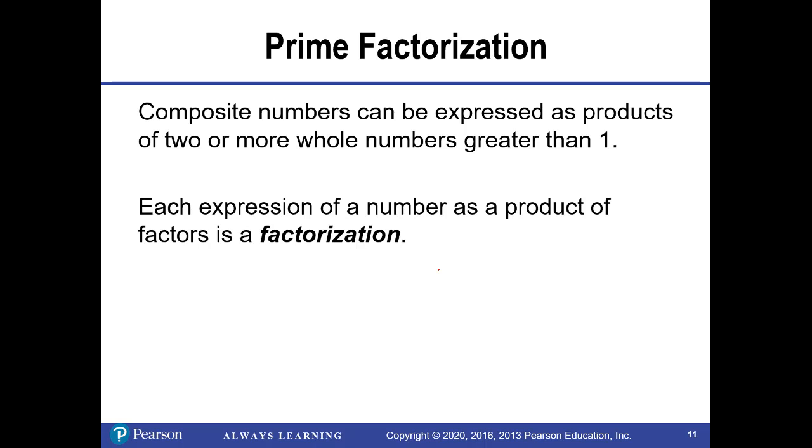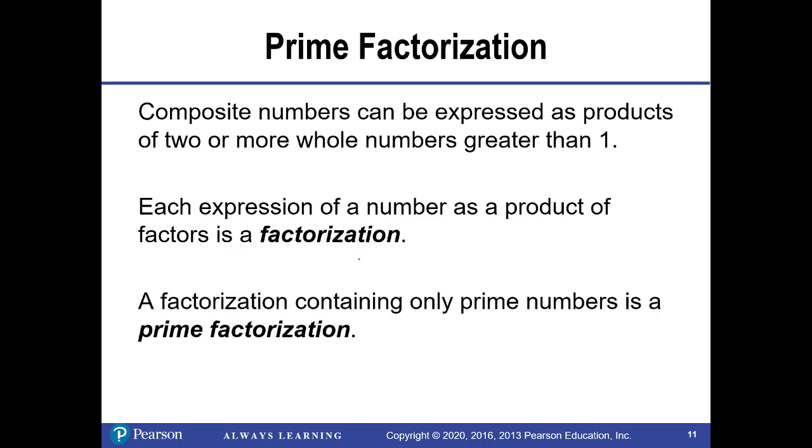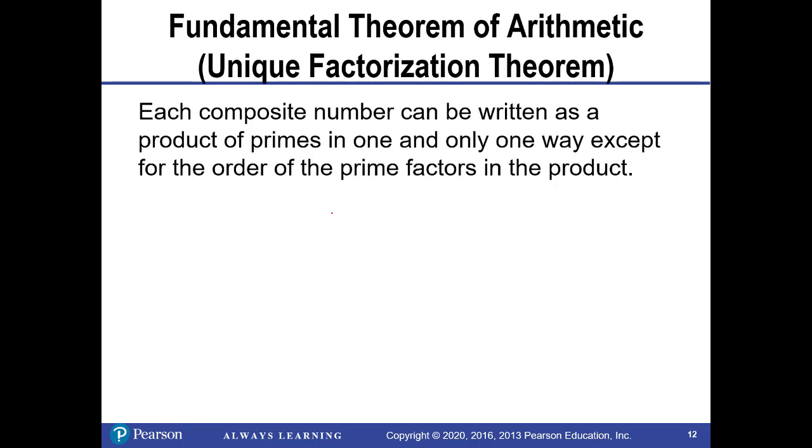When we look at what numbers multiplied together equal a composite number, we call that a factorization. And we're most interested in math with prime factorizations, a factorization that contains only prime numbers. That's the fundamental theorem of arithmetic. Every composite number can be written as a product of primes in only one way. And we always remember that order doesn't matter. So 2 times 3 times 5 is the same as 5 times 3 times 2. That's still just one way.